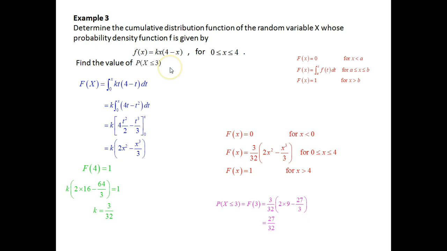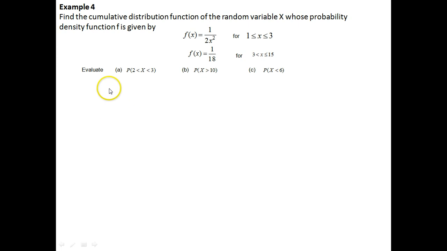Then we need to find the value of x up to a point 3. All I need to do now is put 3 in my capital F, because it's between 0 and 4, and I get the answer of 27 over 32 as before. Now my piecewise function as before, so I need to work out the cumulative distribution function of this. Remember, that's what I'm looking for.